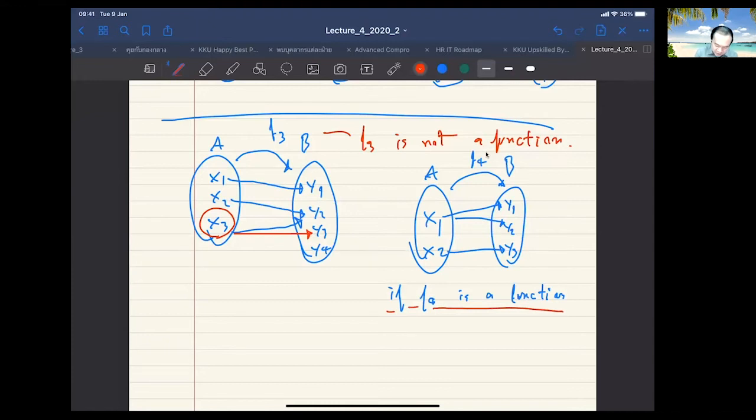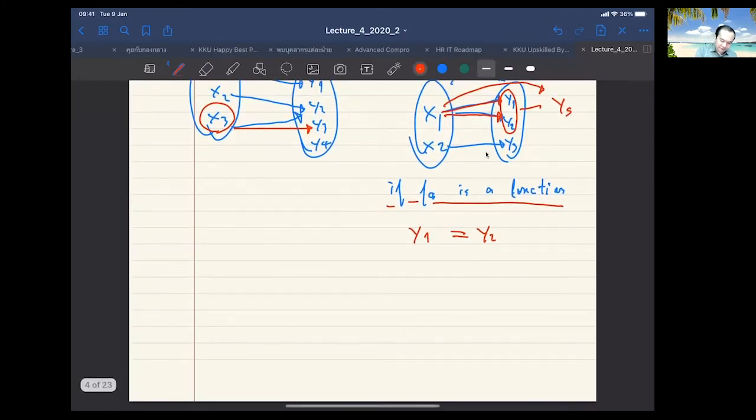So it's saying that if x1 is connected to y1, and x1 is also connected to y2, then y1 must be equal to y2, which basically means these two members are actually the same. It's basically one item, so it becomes (x1, ys) instead of (x1, y1), (x1, y2). A function doesn't allow a member from the domain, set A, to connect to two members in set B, the codomain.